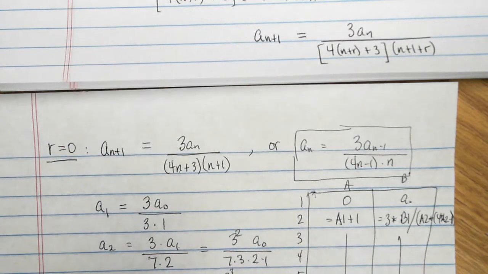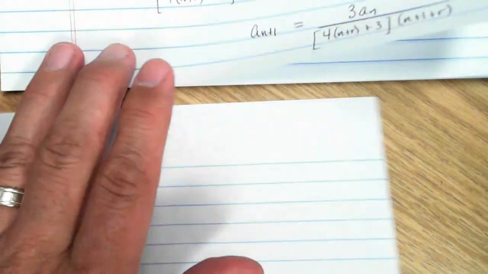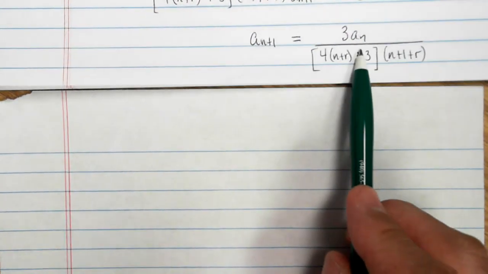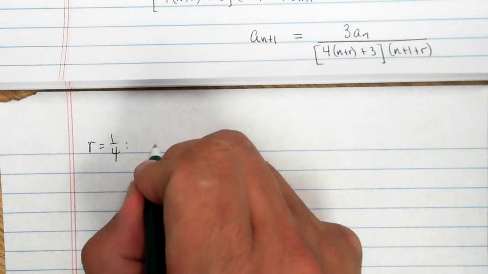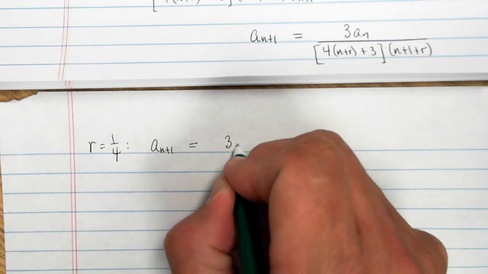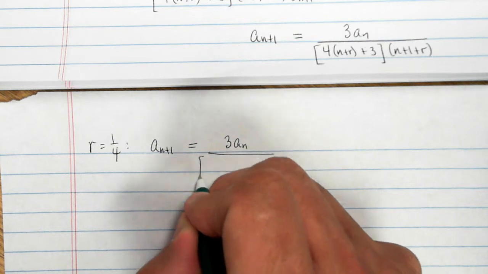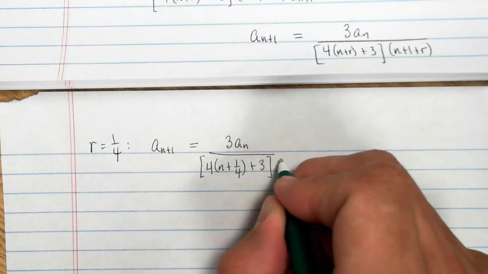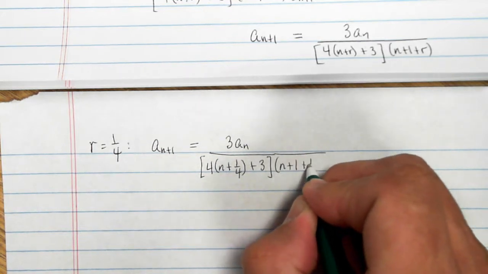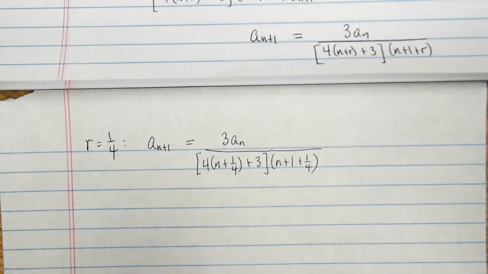Let's now look at r is equal to 1/4. Okay, let me change paper for this. For r equals 1/4, we come back to the original thing that we had up here. So if r is equal to 1/4, that would mean that a sub n plus 1 is equal to 3a sub n times 4 times n plus a fourth plus 3 times n plus 1 plus a fourth. And that's certainly a bit of a mess. Let's see if we can improve upon this.